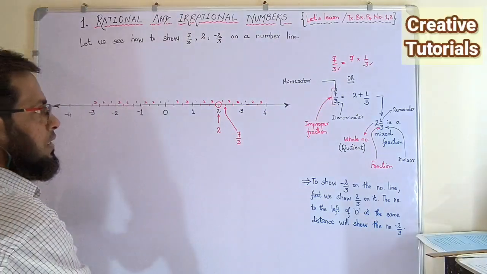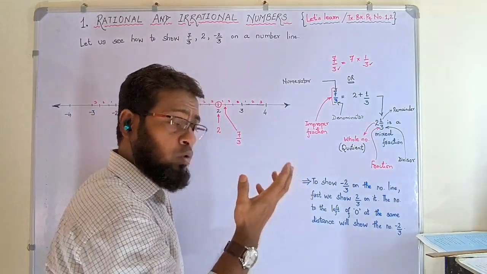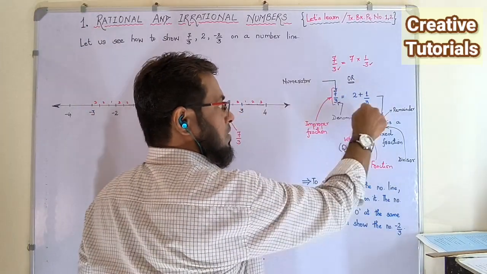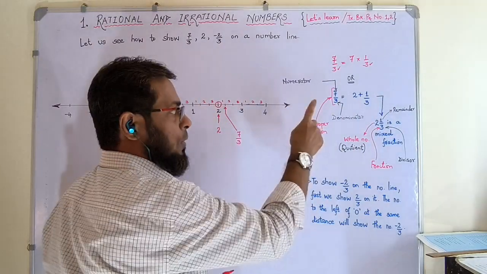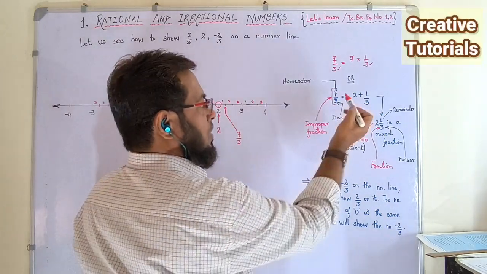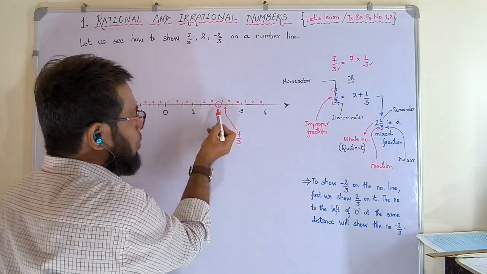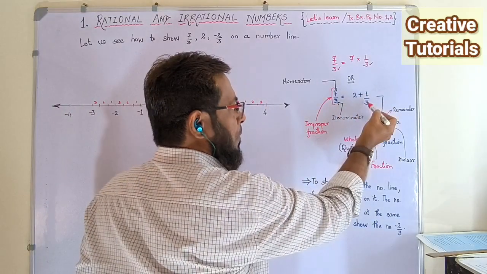Okay, alright. So now we have done this, correct now? Those students who want to go as per this method, splitting of your improper fraction into one whole and a fraction, for them also it is 2 plus 1 upon 3. So for 2, my point 2 is already over here, and then 1 upon 3.